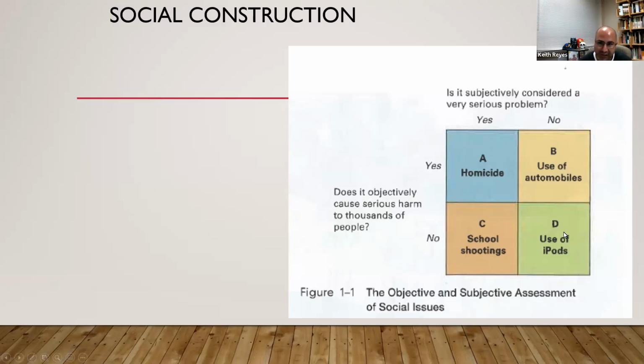So the use of iPads doesn't cause a lot of serious harm to thousands of people. So we don't consider it a social problem, right? So that just highlights the social construction aspects of social problems, and specifically the two components, the two dynamics associated with the social construction of social problems, which is objectivity, objective conditions, and then subjective conditions as well.